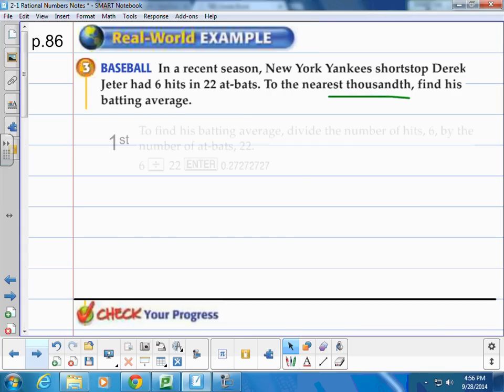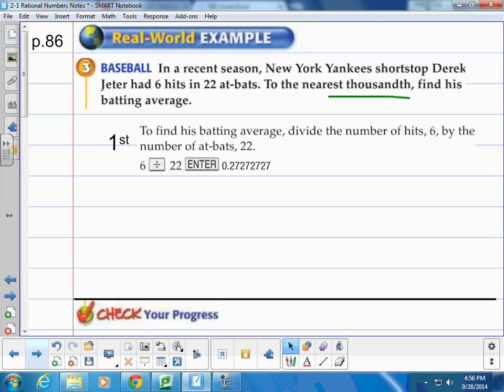So what they do here is first you're going to find the average by dividing the hits by the number of at-bats. Kind of like you take a quiz out of 30 and you get 20 out of 30, you would divide 20 by 30 to find out your score. So we would divide 6 by 22, and on your calculator you would see 27 hundredths repeating.